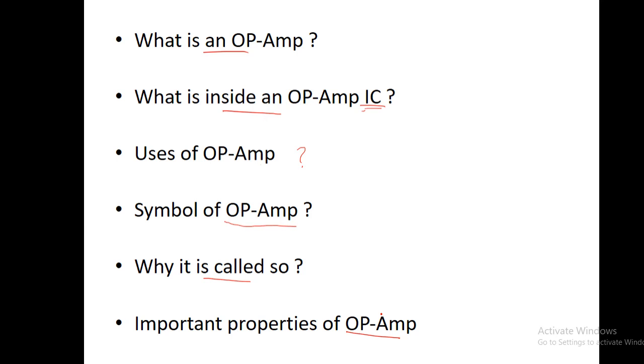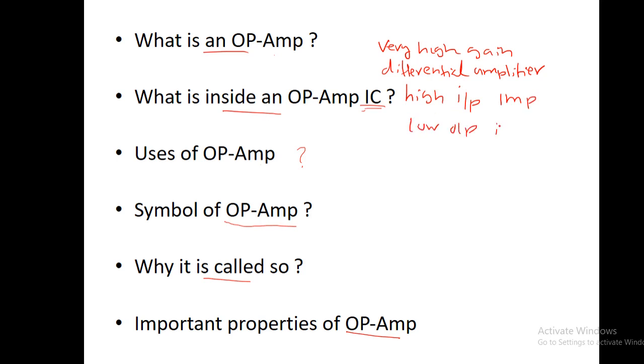Let us start our discussion with what an operational amplifier is. An operational amplifier, or op-amp for short, is a very high gain differential amplifier with high input impedance and very low output impedance, and we construct it as an integrated circuit.